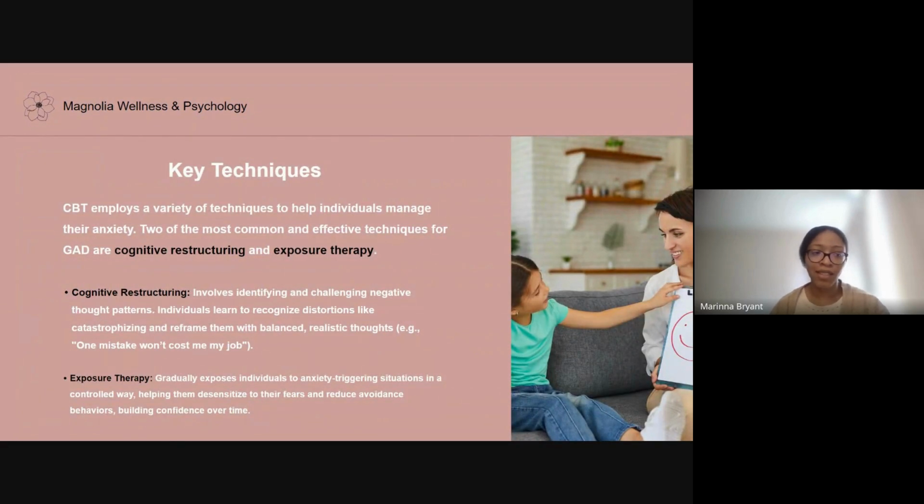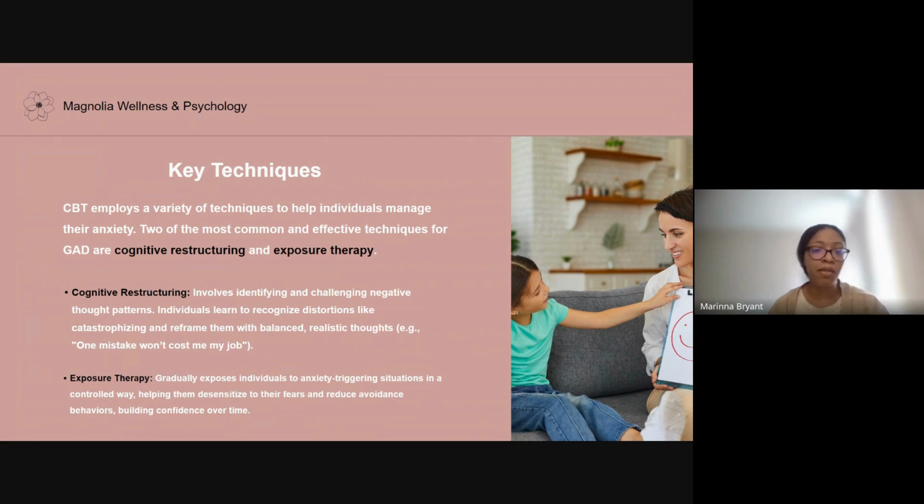Key techniques, and this is one of my favorite things about CBT. So CBT employs a variety of techniques to help individuals manage their anxiety. Two of the most common and effective techniques for GAD are cognitive restructuring and exposure therapy. So, cognitive restructuring involves identifying and challenging negative thought patterns, and individuals learn to recognize distortions like catastrophizing and reframing them with balanced, realistic thoughts.